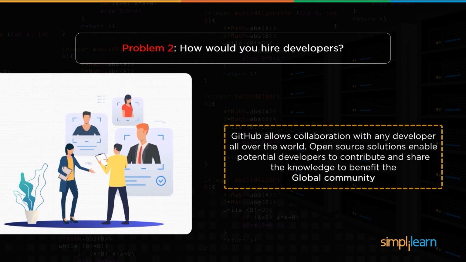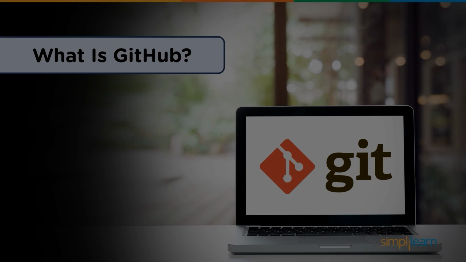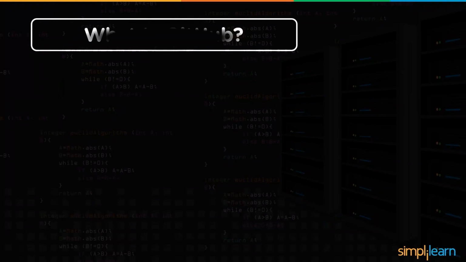Now the question arises, what made this contribution possible? The major role was played by the version control system. This was just a single case amongst many others. There are many organizations that have benefited from GitHub. Now let's talk about GitHub. What exactly is GitHub?